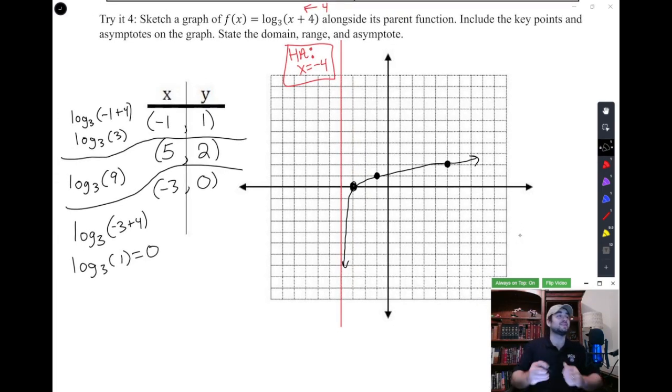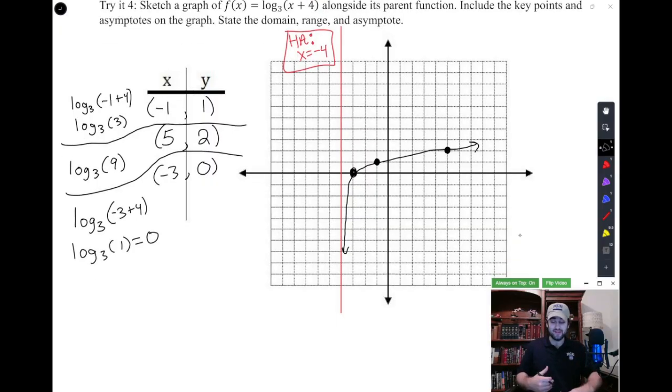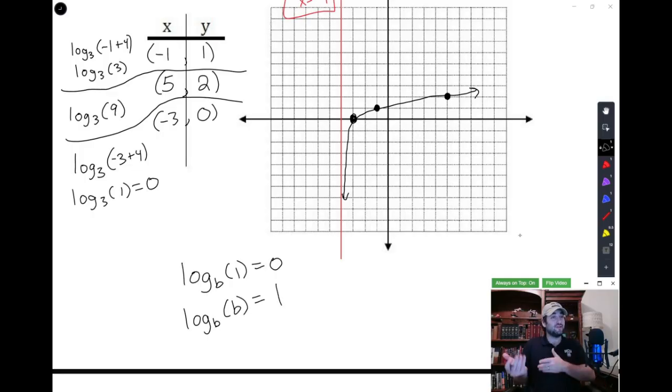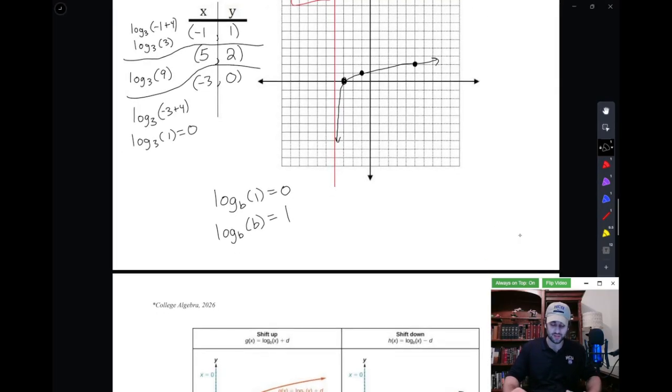And so what I think is the hardest thing to do here is picking the right points to plug and chug to really see this function come alive. A few helpful hints for that are log base b of 1 is always 0, because anything to the 0 equals 1. Log base b of b is always 1, because anything to the first power is itself. And so those are two little hints to get you moving and trying to pick the right numbers to plug and chug.